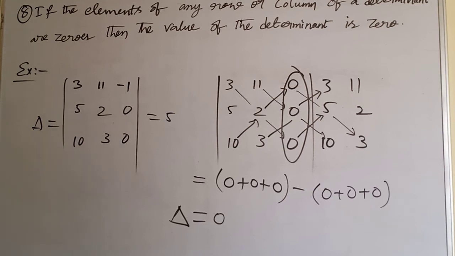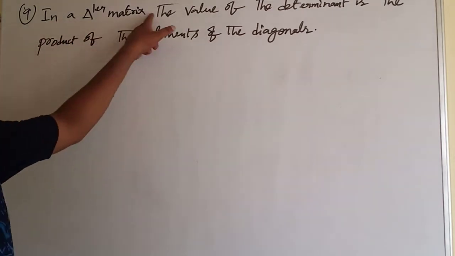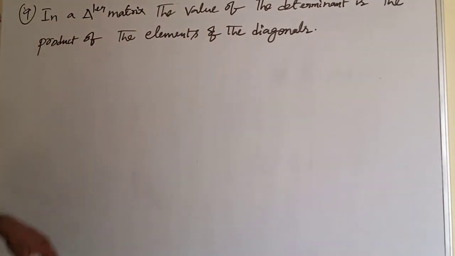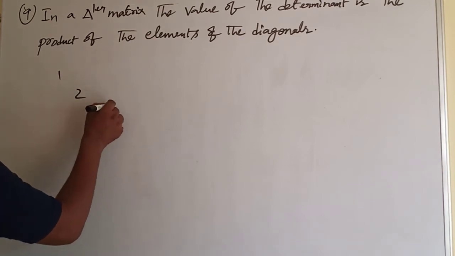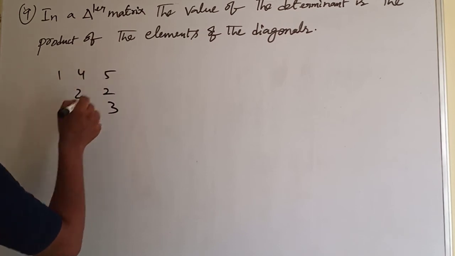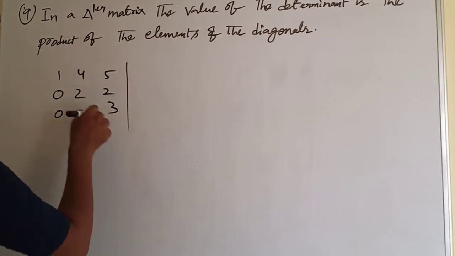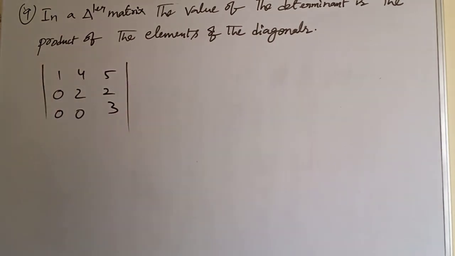Let's move on to property number 9. In a triangular matrix, the value of the determinant is the product of the elements of the diagonal. So let me take one triangular matrix so that it becomes very easy. 1, 2, 3, 4, 5, 2 I'll take, and the remaining become 0. So this is a triangular matrix, and I am writing the triangular determinant here.